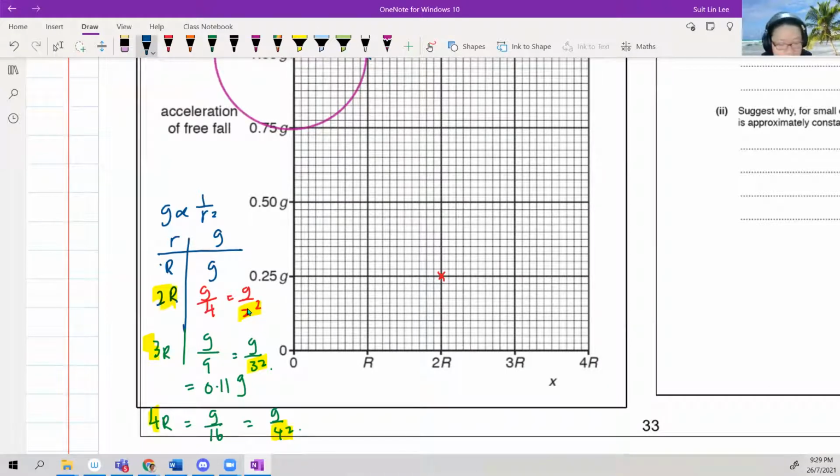So the 0.0625 is 2.5 boxes here. And then 0.11 will be 4.5 boxes.